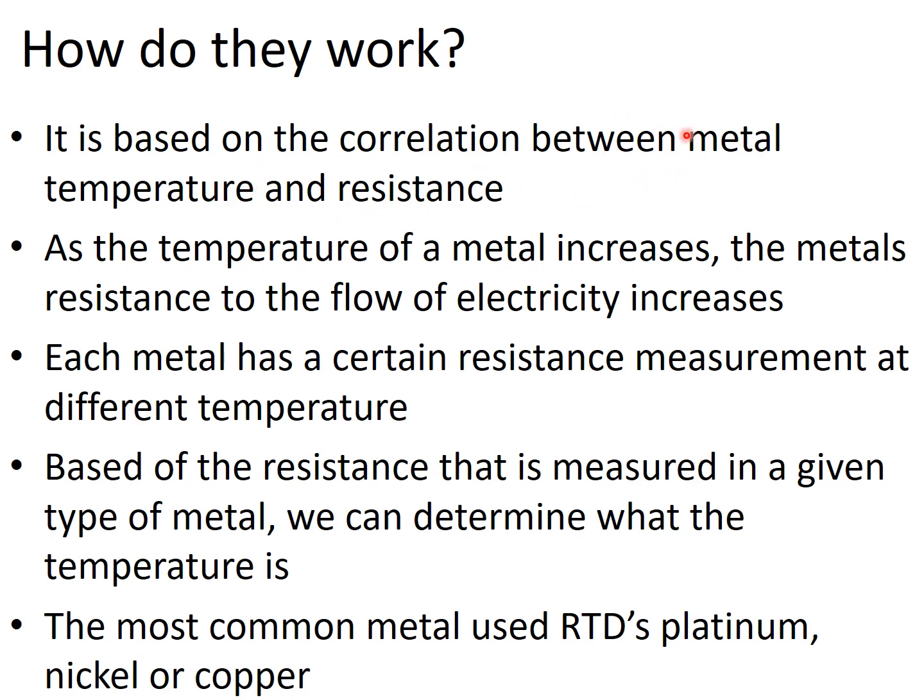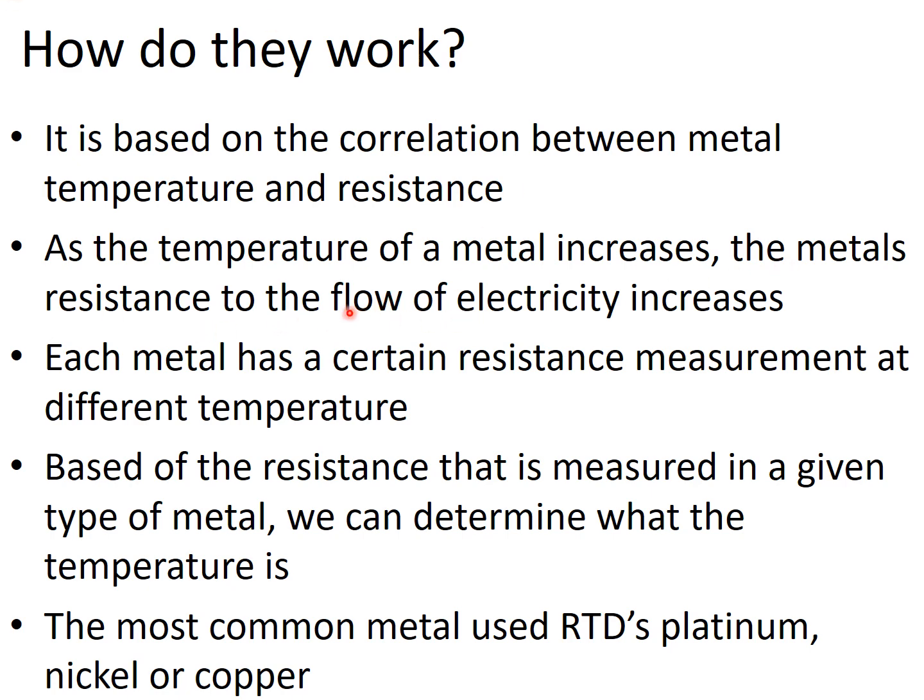That means it's not the metal temperature, it is the input quantity. The input quantity will be the temperature. If the temperature increases where the metal is fixed, the resistance also increases. The second point: as the temperature of the metal increases, the metal's resistance to the flow of electricity also increases.